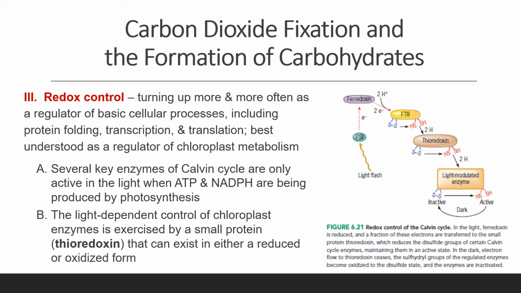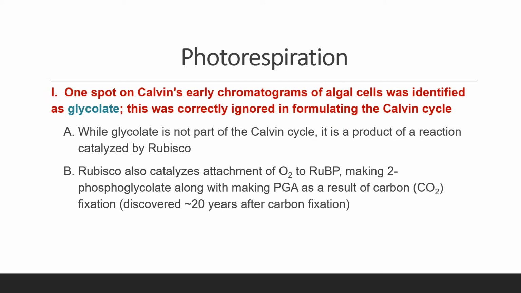chloroplast. However, in the dark, when photosynthesis has ceased, thioredoxin is no longer reduced by ferredoxin, and the Calvin cycle enzymes revert to an oxidized disulfide bridge state in which they are inactive. So here, you will see how the redox control of the Calvin cycle happens. Okay, so with the presence of the light, how is your ferredoxin actually being reduced?